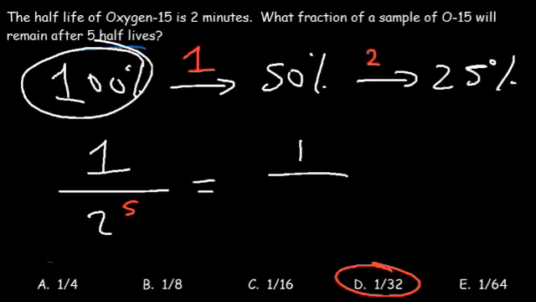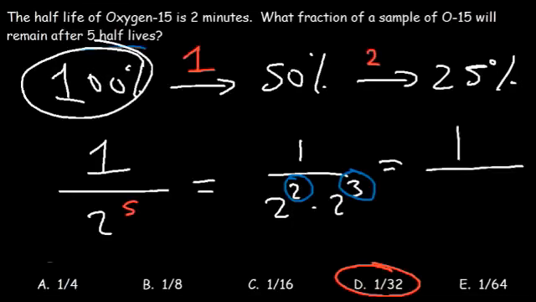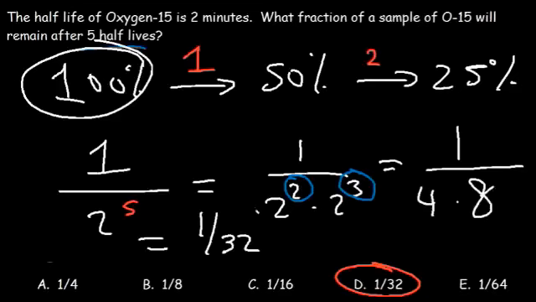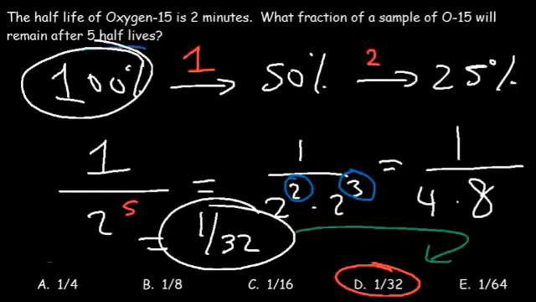Now what's 2 to the 5th power? If you're not sure, you can break it up. 2 to the 5th is the same as 2 squared times 2 cubed, because 2 plus 3 adds up to 5. 2 squared, 2 times 2 is 4. 2 to the 3rd power, 2 times 2 times 2, 3 times, that's 8. 4 times 8 is 32. So you get this fraction, 1 over 32. That's another way you can get the same answer. And it's a much faster way if you understand it.